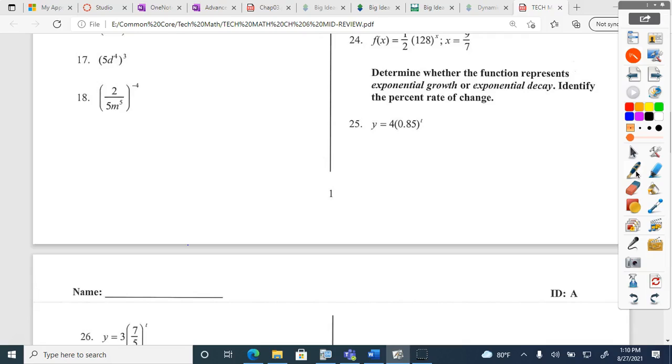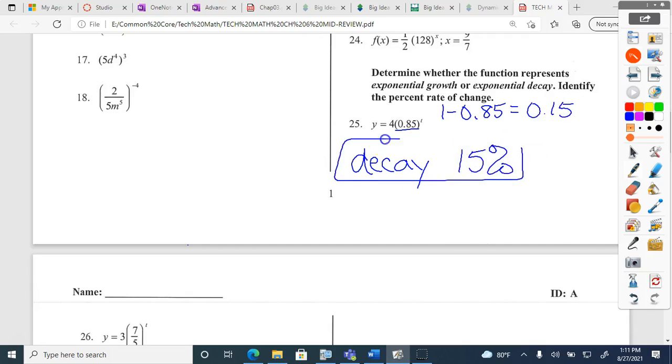This is what we just got finished doing today, okay? Exponential growth or decay, identify the rate of change. Is that growing or decaying? Decay. It's less than 1, so it is a decay. How much less than 1 is it? 0.15, right? So what percent would that be? 15%. That is your R. Everybody good?